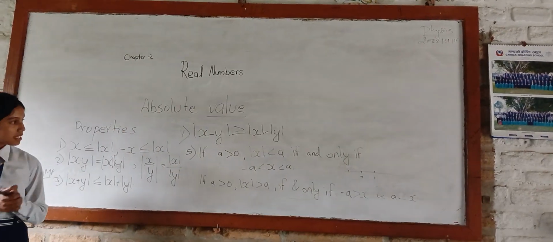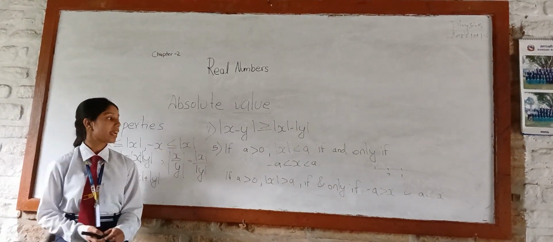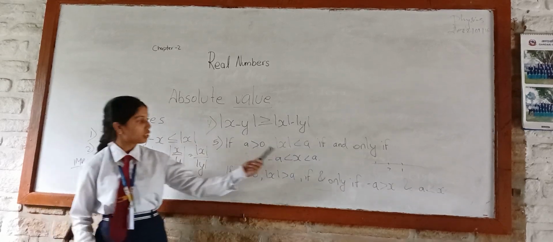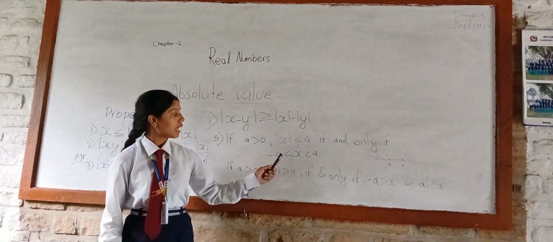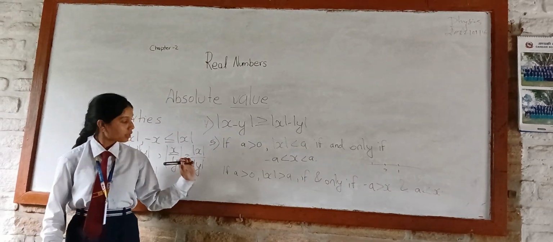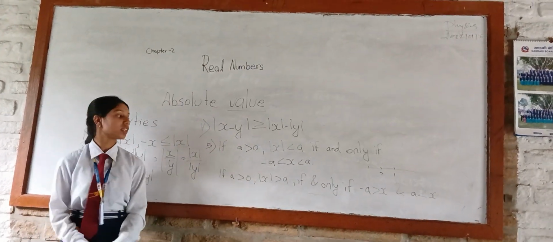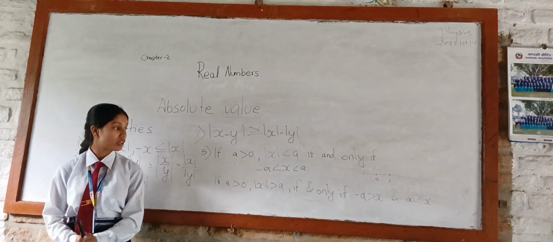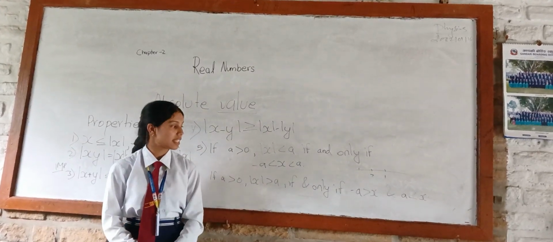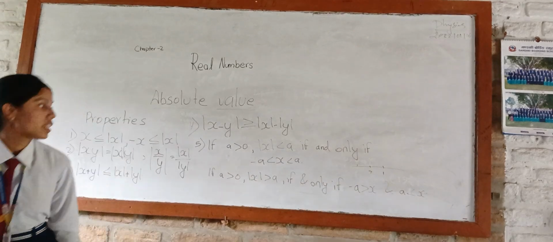In the next property we can see that if a is positive, the absolute value of x is less than a if and only if minus a is less than x and x is less than a. But in the next condition we can see that if a is positive, the absolute value of x is greater than a if and only if minus x is greater than a or x is greater than a. This is the end of the theory part.